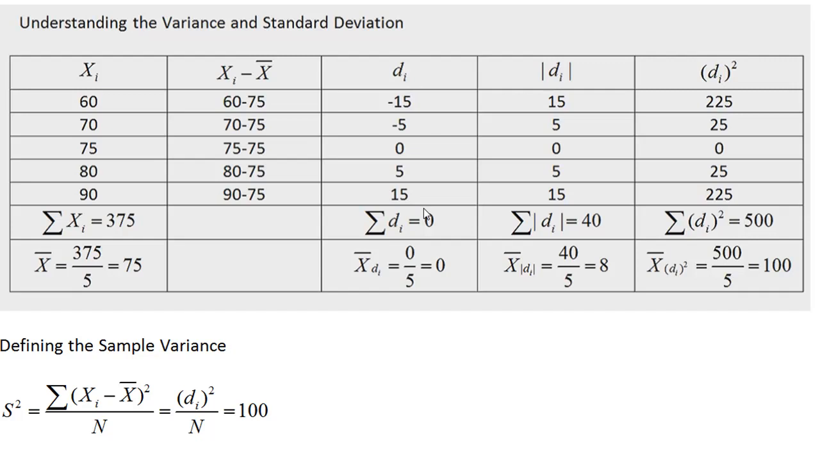How can we summarize this information? How can we summarize these deviations? One idea might be to sum them up. Here I'm going to take the sum of all of these deviation values. Well, when I take the sum of all the deviation values, what do I get? 0.